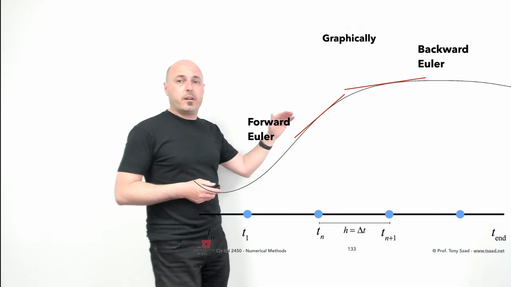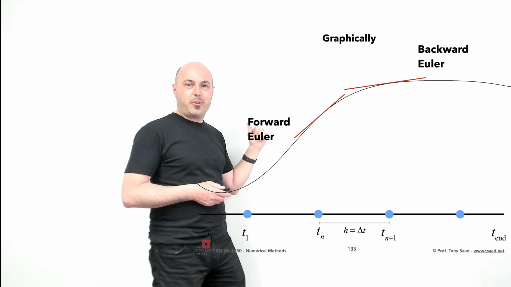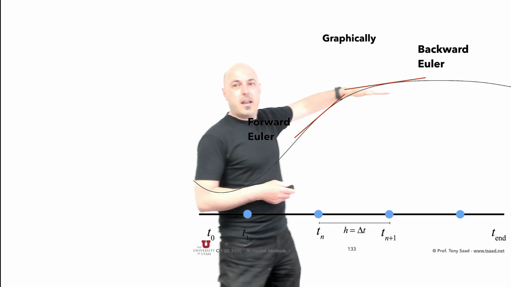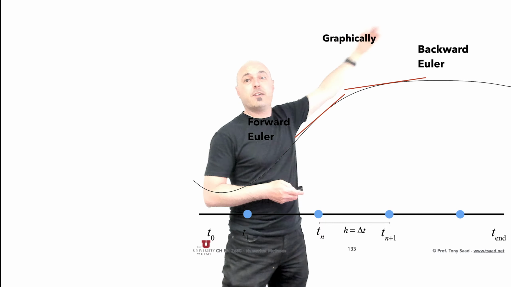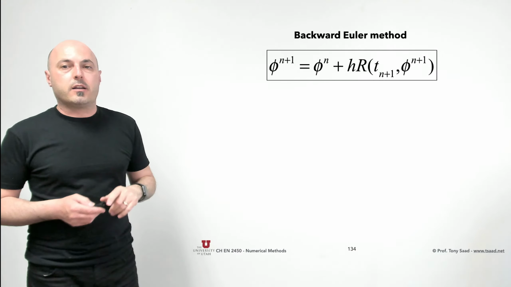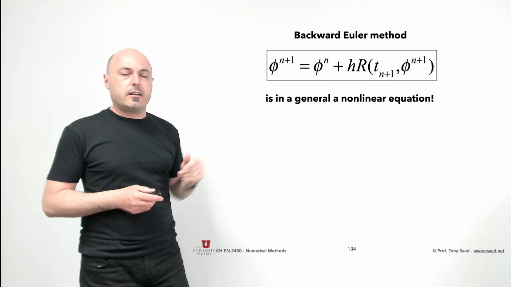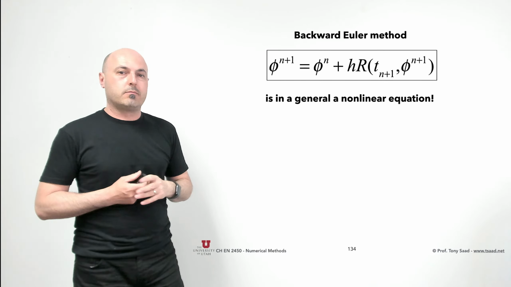Graphically, forward Euler is using the derivative at the previous time, the rate of change at the previous time, and backward Euler is using the derivative at n plus 1, the rate of change at n plus 1. But there's one caveat over here. If you look at the backward Euler method, this is in general a nonlinear equation.